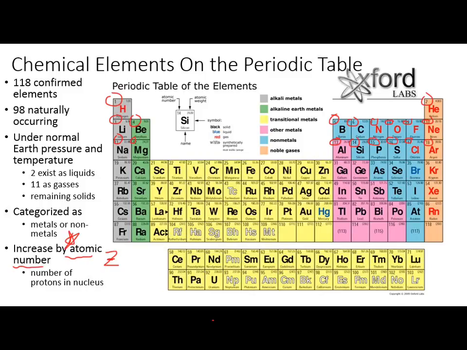So you get the idea. Basically, we go across, then we go down, and we go across again, with increasing atomic number. What's atomic number? The number of protons in the nucleus of an atom of that type of element. Protons, they totally rock.